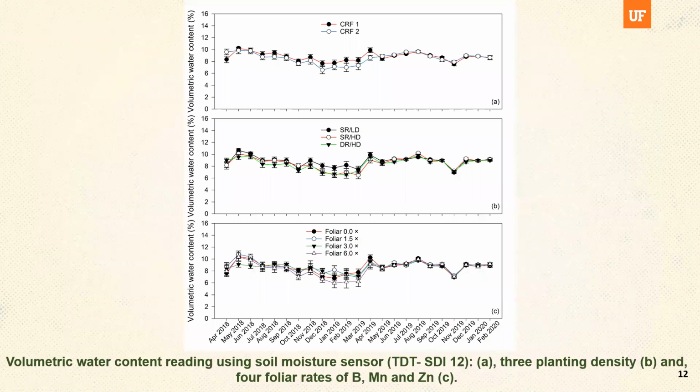On top of that, we had 48 soil moisture sensors installed in the field. The soil moisture sensors were programmed to collect data every 15 minutes. It was connected to a data logger. It was installed 2 feet away from the main trunk, 6 inches below the soil surface. As you can see, the graphs generated by the soil moisture sensors during the experimental period.